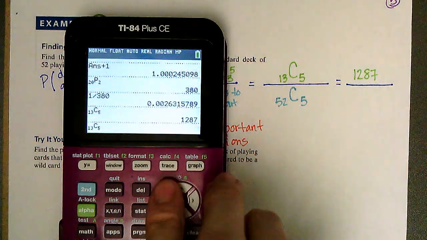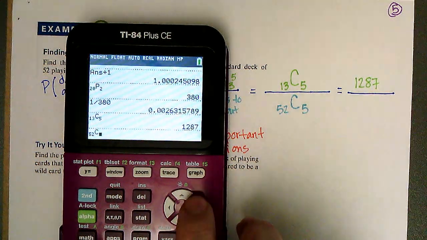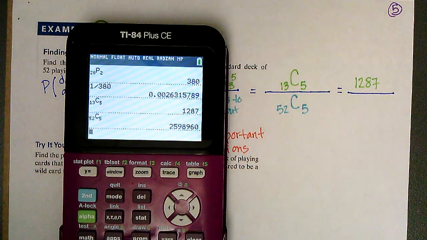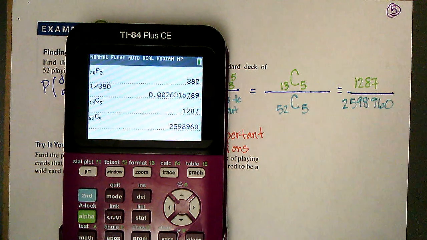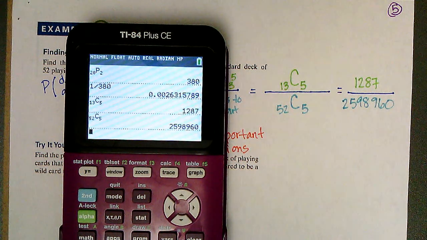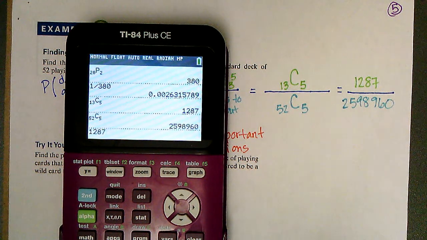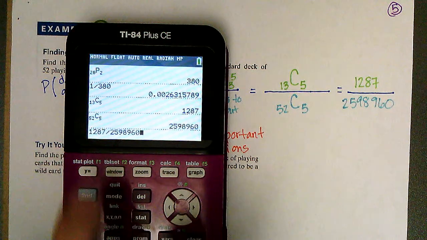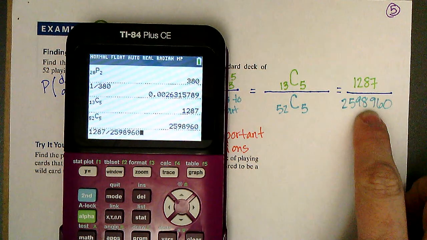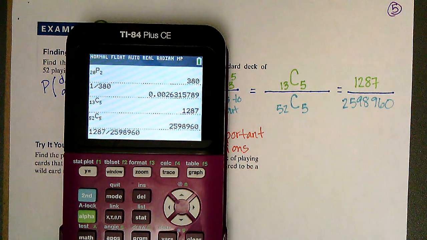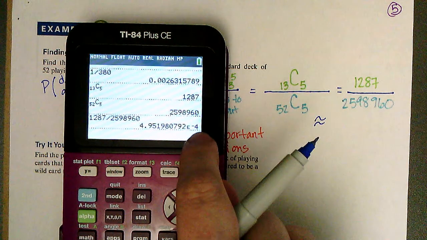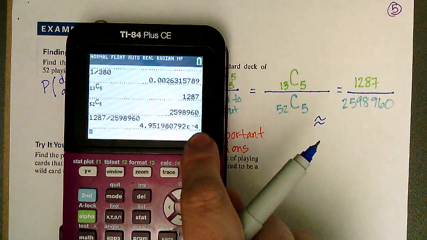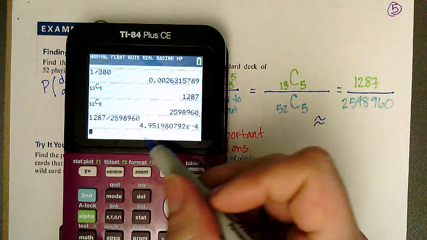And then I'm going to take my 52 cards and I'm going to choose 5 of them. And there are a lot of ways for that to happen. So the probability that I would get 5 diamonds dealt to me out of 52 when I'm randomly handing out cards would be 1,287 divided by 2,598,960, which is this number with an E on it. That number with an E on it is scientific notation. It means it's a small number. It means I move the decimal point 4 places to the left.